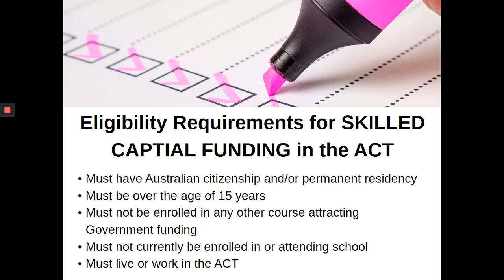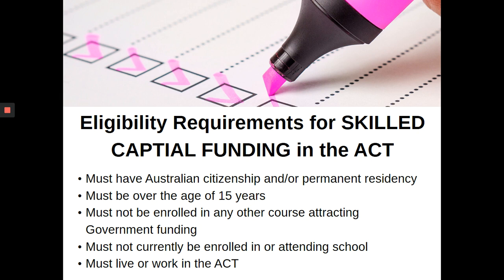So the eligibility criteria to receive Skilled Capital funding in the ACT is as such. You must have Australian citizenship and/or permanent residency. It is important to note that there are some applicable visas that you can use to gain access to this funding. If you don't have Australian citizenship or permanent residency, please supply us with your visa information and we can investigate whether you hold an eligible visa to be able to apply for this funding.